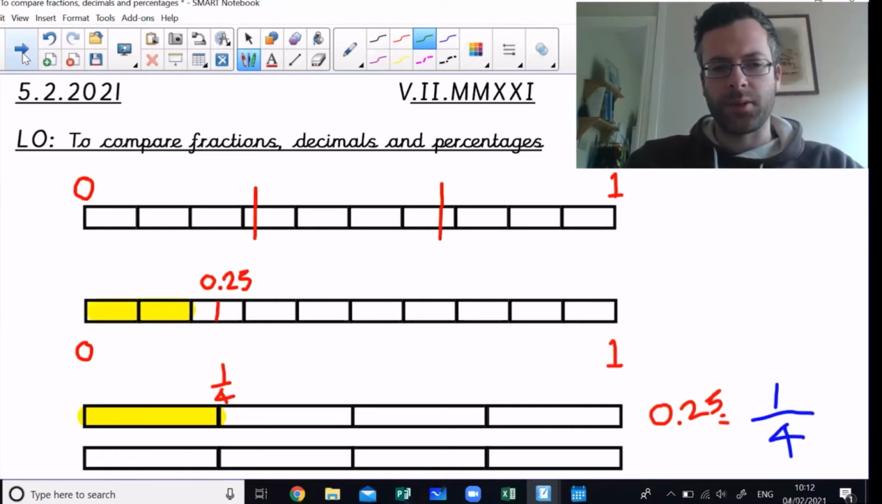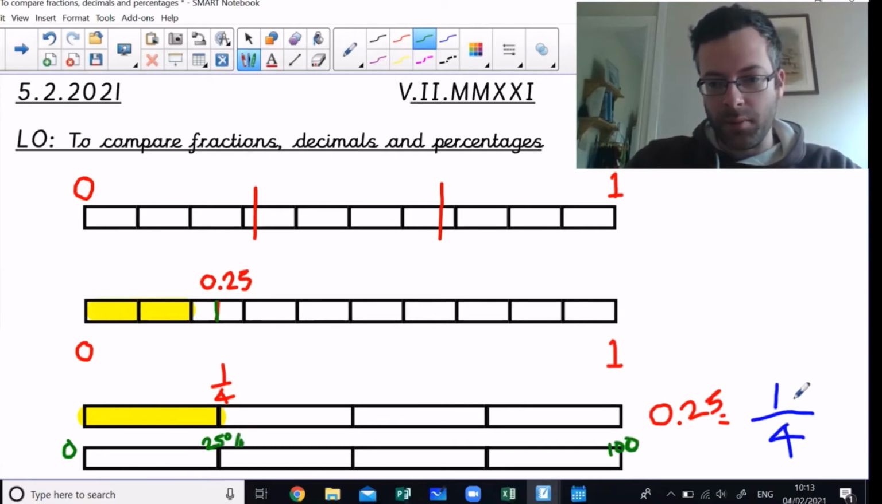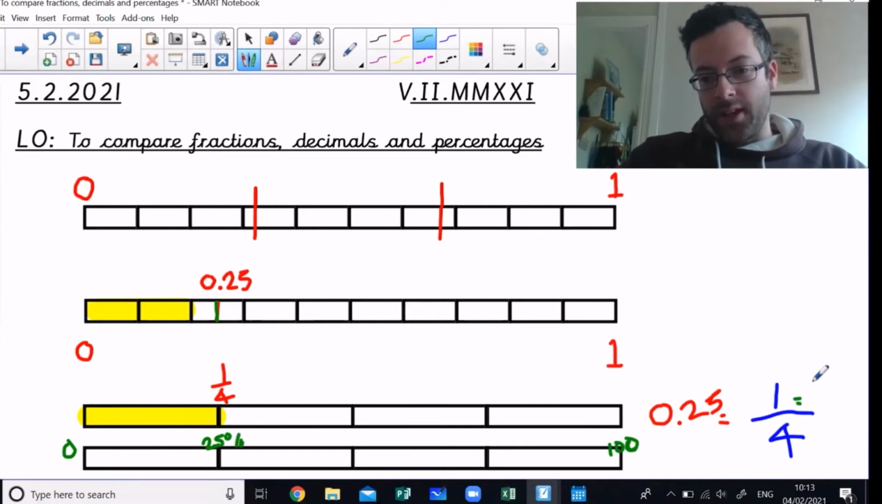And then this last one, which was a bit funny, a quarter. We split a full thing into 4 parts, so we get a quarter. We realise that that's the same as 0.25. Now on this bottom one, if I'm looking at percentages again, if I split 100 into 4 parts, what I'm left with is 25%, okay? So the final one that we need to remember is that a quarter is the same as 25%.